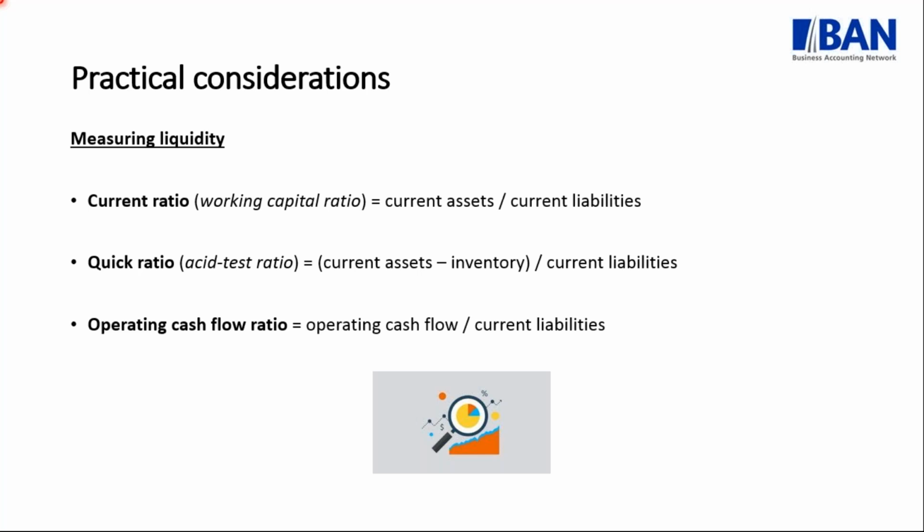Now, the first two ratios that we have here on the screen are your current or working capital ratio, as well as your quick ratio, which is also called an acid test ratio. These first two ratios basically look at how liquid your company is from a working capital point of view.